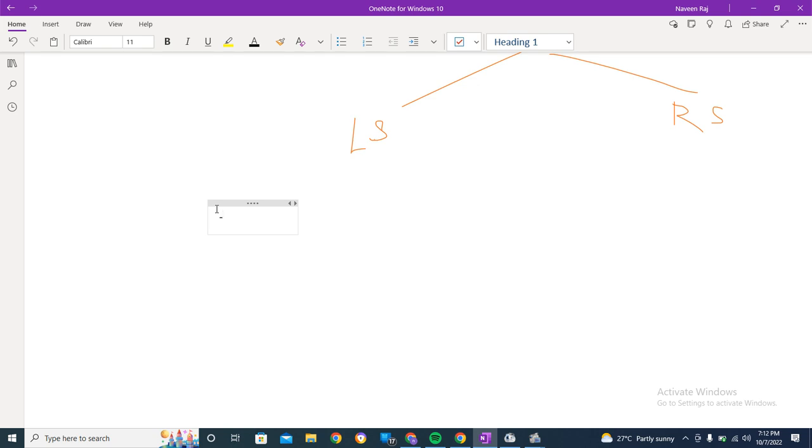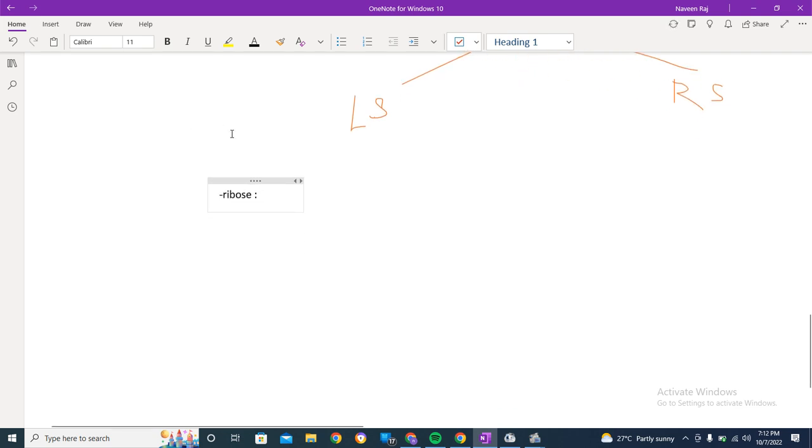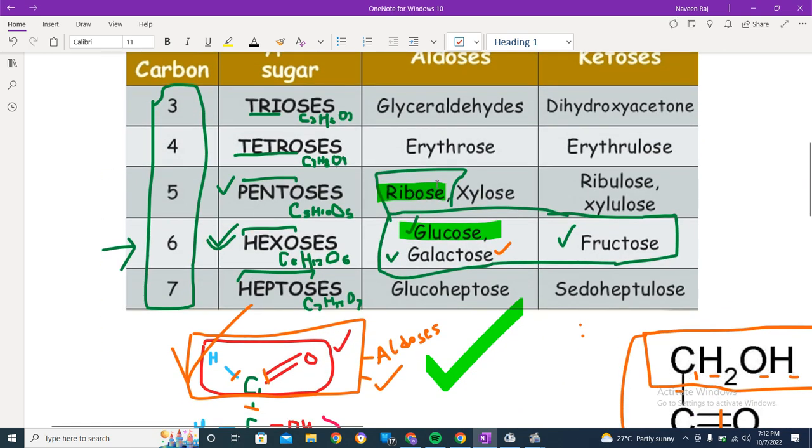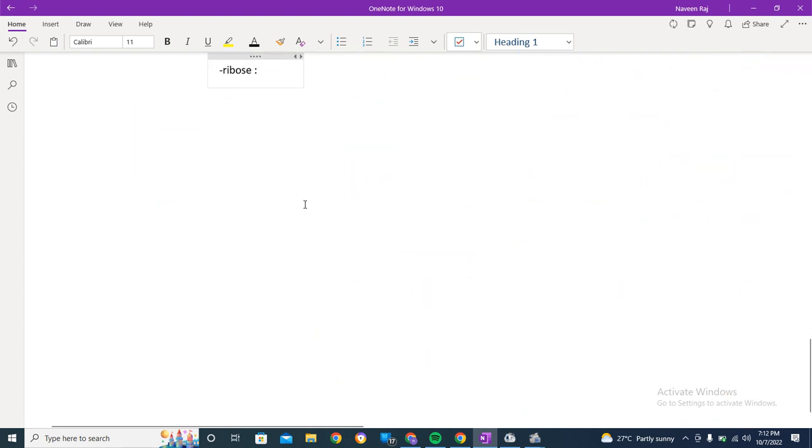So ribose first. Let me remind you that ribose is a monosaccharide, and it has 5 carbons. Five-carbon sugars are pentoses, like we have seen in the table; ribose is a pentose sugar. You need to remember that the 5-carbon sugar is called ribose. Ribose is a five-carbon sugar, or monosaccharide. A monosaccharide is a carbohydrate, and a carbohydrate is some sort of sugar, right?